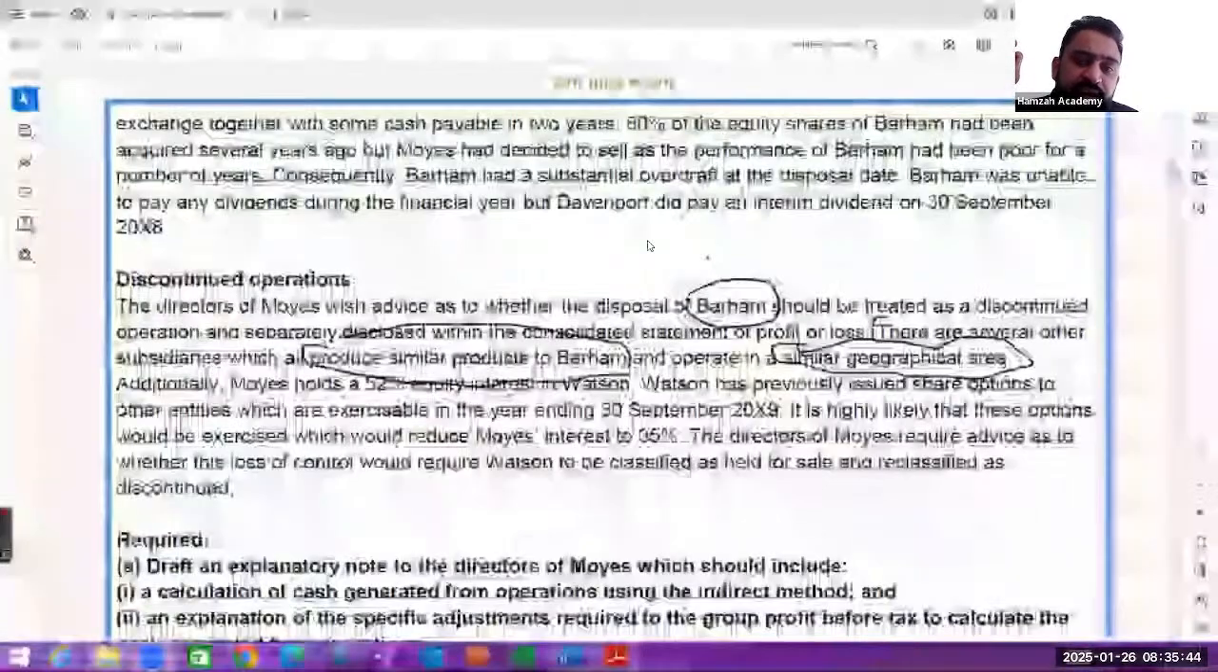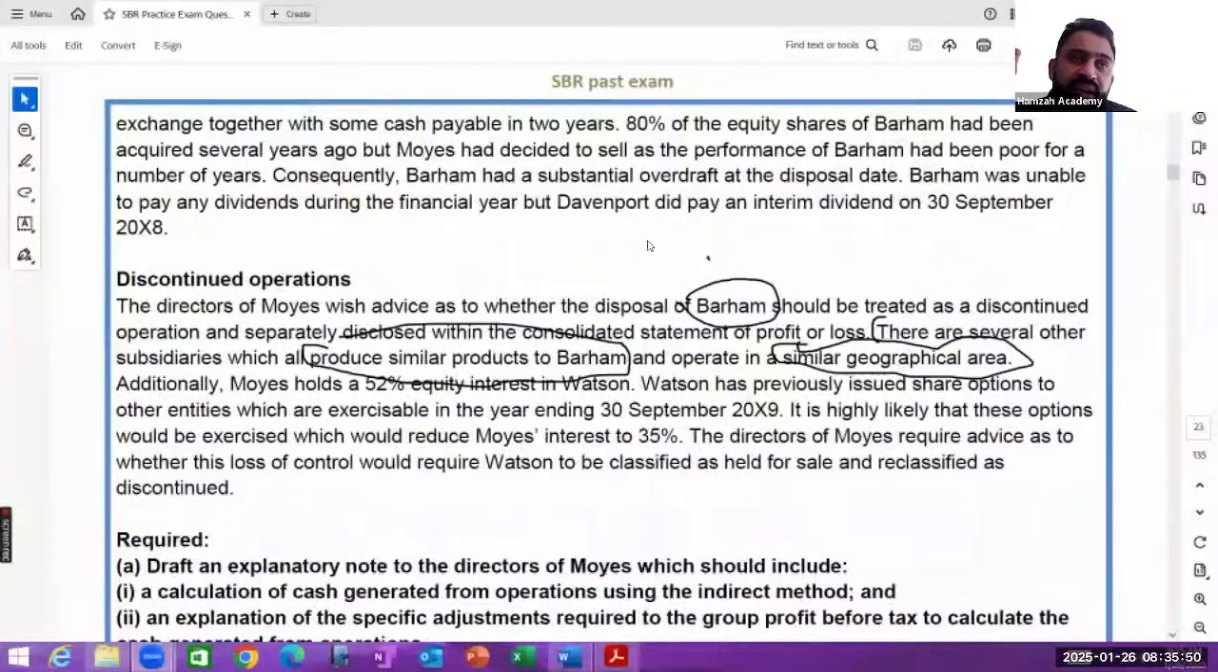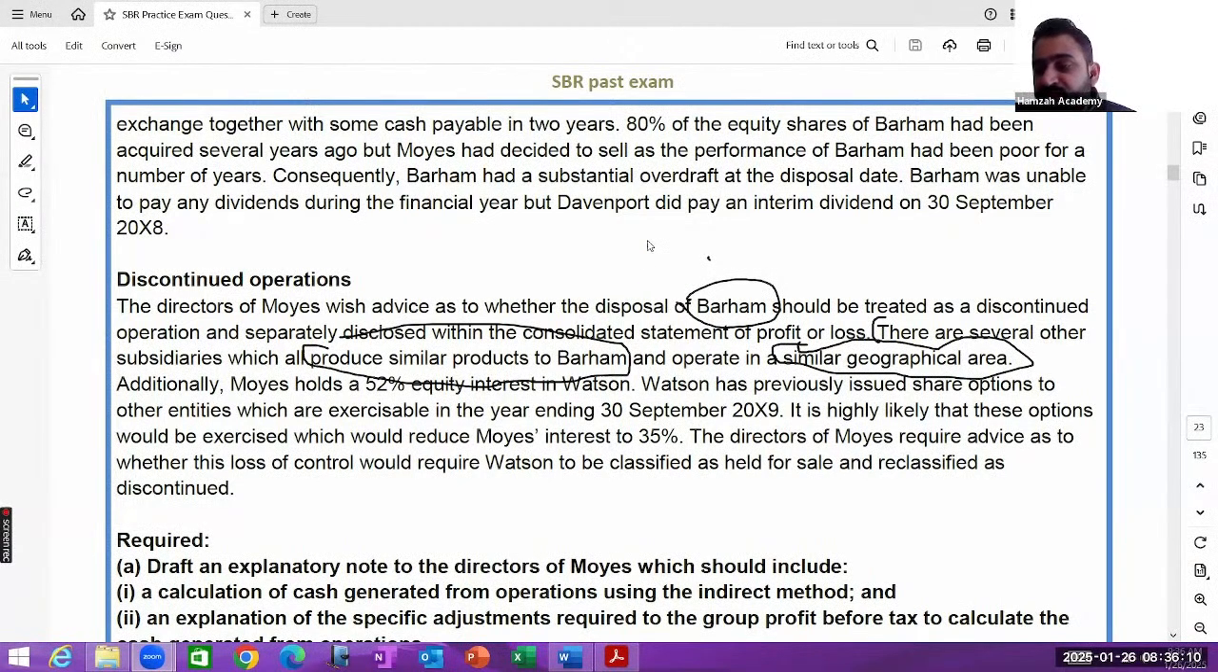Keeping in mind, in order to be held for sale, it should be available for immediate sale, and the sale should be highly probable. That means it should be completed within 12 months. The company has an active program to locate a buyer, has marketed the asset at a reasonable fair value, and it is unlikely that the plan would be withdrawn, and the management has authorized the sale. These criteria should be fulfilled in order to classify Watson as held for sale. Now, after reading the case study, tell me, can Watson be treated as held for sale or not?